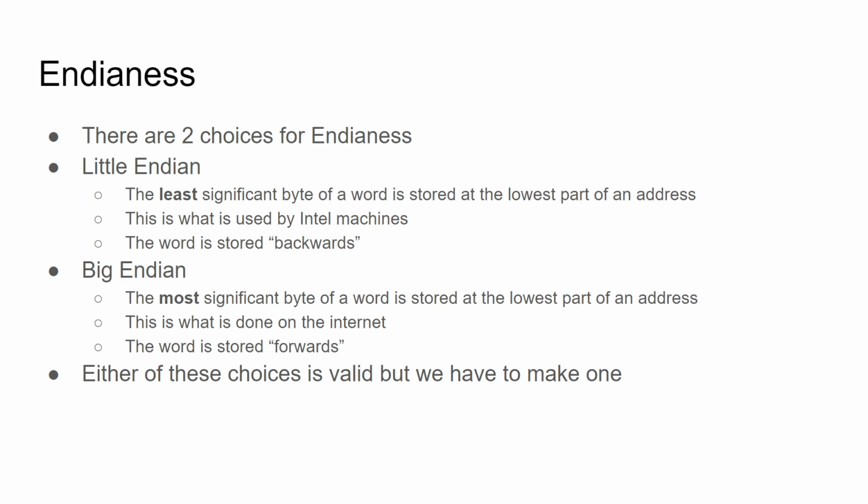And we have 2 different options. The first is little endian, and in little endian, we put the least significant byte first into memory. So the least significant byte will end up at the lowest address, and when you see some examples, these will look "backwards" when you're reading the values. Big endian, you put the most significant byte first when you're putting the value into memory. So the most significant byte will end up at the lowest part of the address. This is what's done on the internet, and it will look forwards to you. Intel uses little endian. Both choices are completely valid. Really, one's not much better than the other. You just got to make one and be consistent with it.